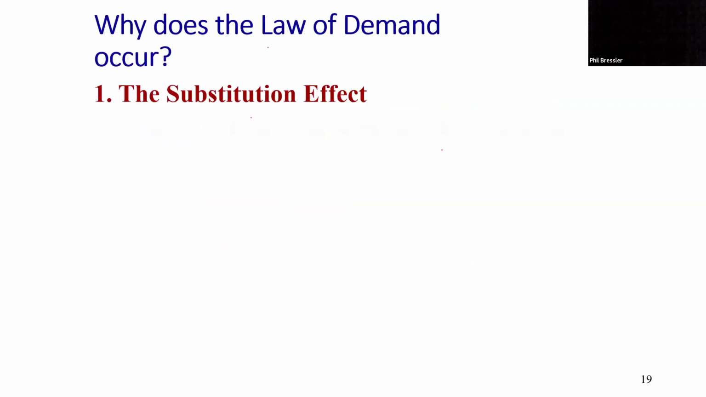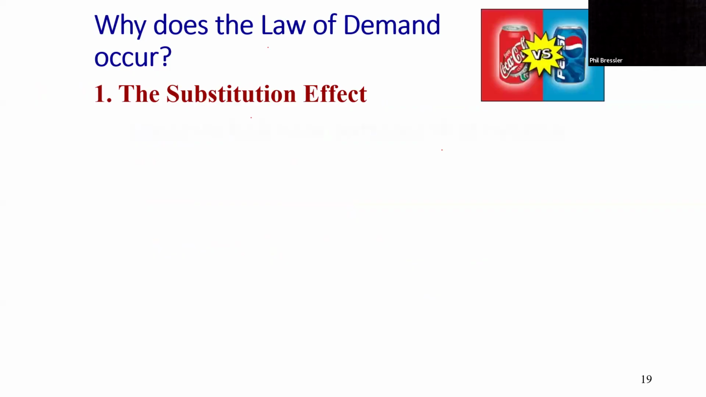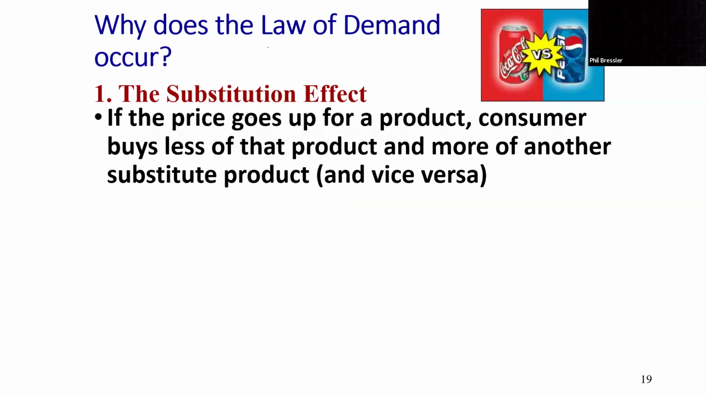Now, substitution effect. If the price of Coke goes up, what's going to happen? Some people are still going to buy it, but other people might buy Pepsi. And that's the substitution effect. If the price goes up for a product, consumers buy less of that product and more of another. So if the price of Coke goes up, people buy less Coke and more Pepsi. And obviously that goes the other way. If Coke goes on sale, people buy more Coke and less Pepsi. That is the substitution effect. I think we all know that. And if you have parents who are very sale conscious, like my wife is, that drives a lot of our decisions, and that changes the quantity demanded.